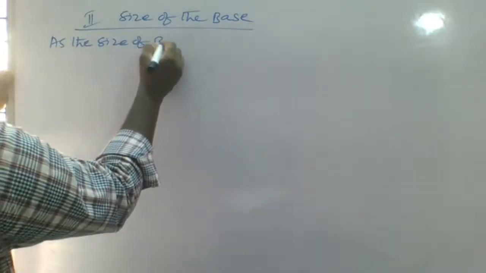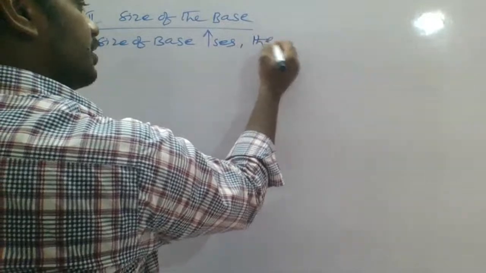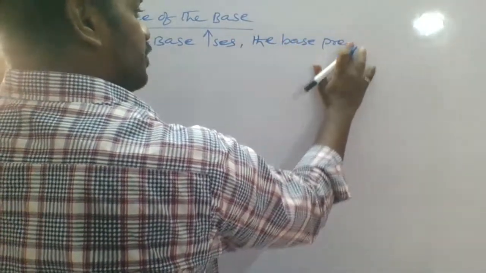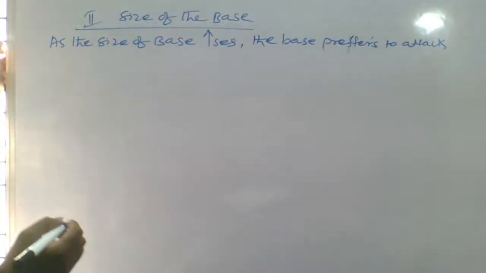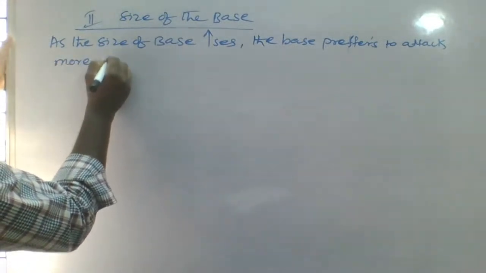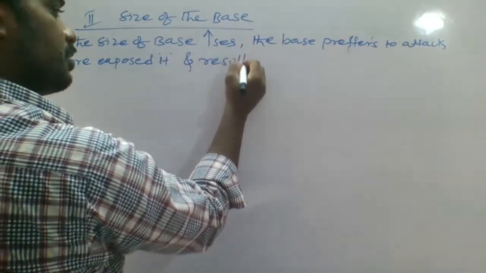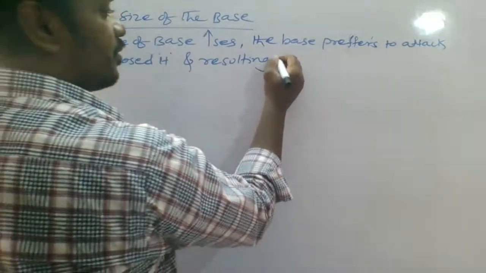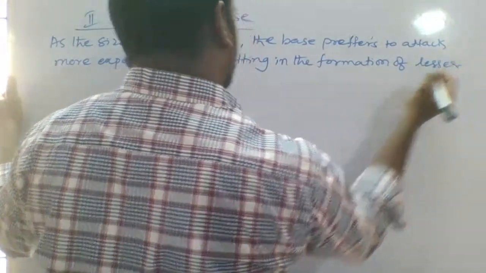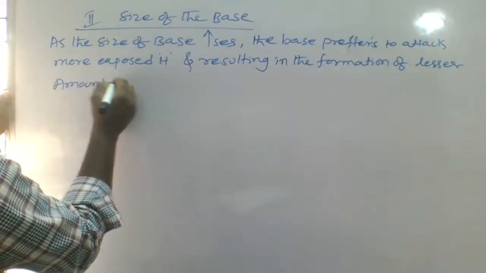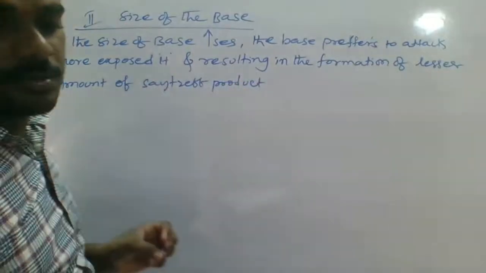As the size of the base increases, the base prefers to attack the more exposed hydrogen, resulting in the formation of a lesser amount of Saytzeff product.